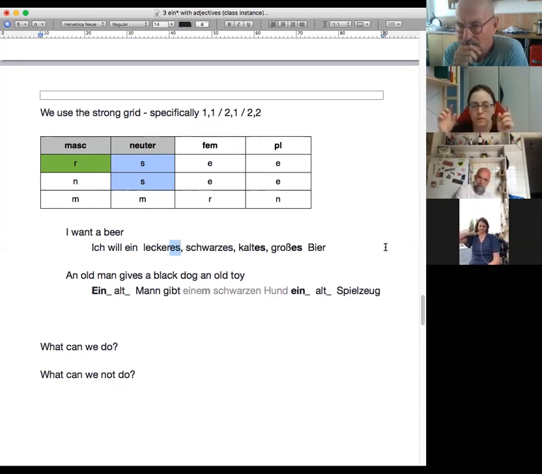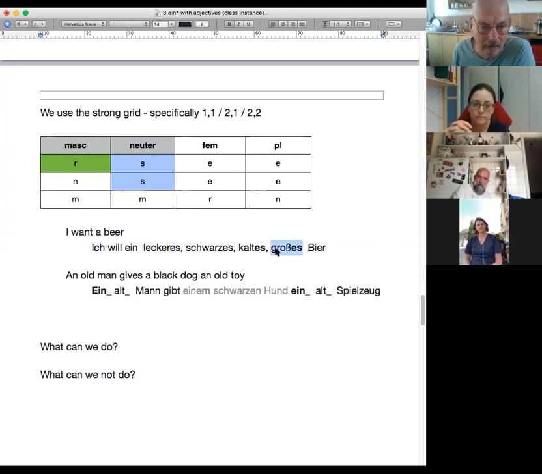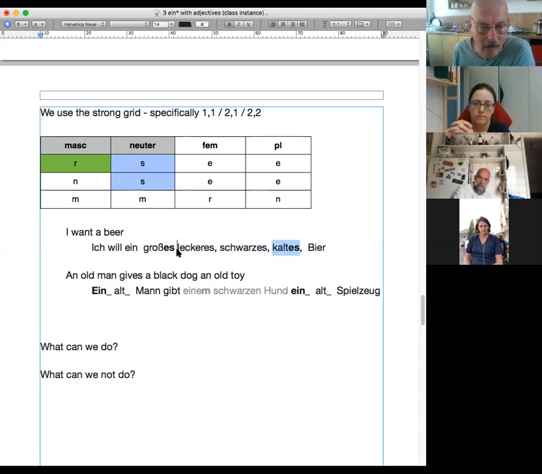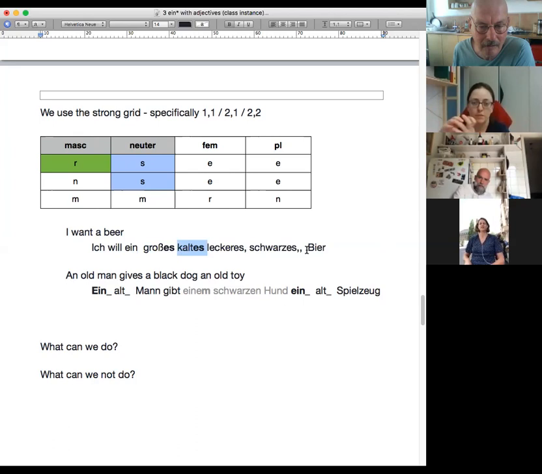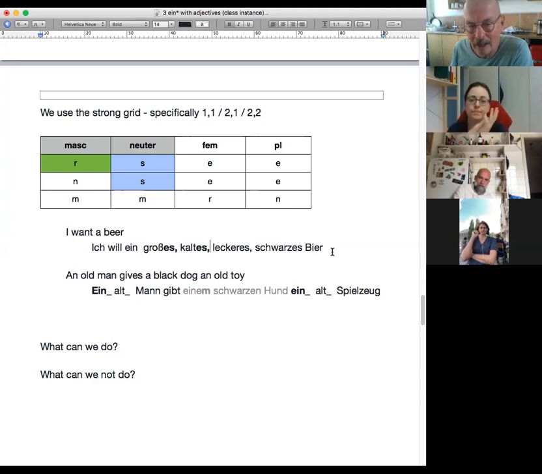In English, we have an automatic order for adjectives. I want a big, cold, black, delicious beer. It's the same as in German. Big first, then cold, then black. Delicious black beer, probably. We could do some interesting analysis on the order of adjectives, but it's actually the same as English. Großes, kaltes, leckeres, schwarzes Bier. But if you did that, you'd just be doing it for a laugh, wouldn't you? You wouldn't actually say that.